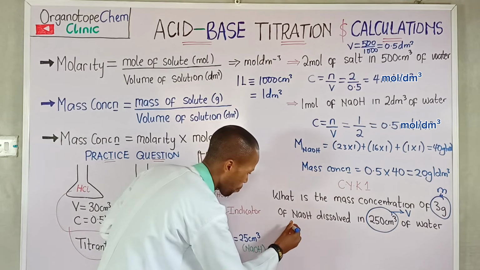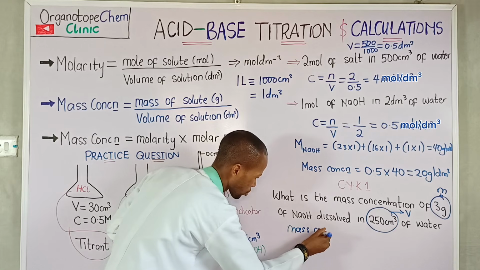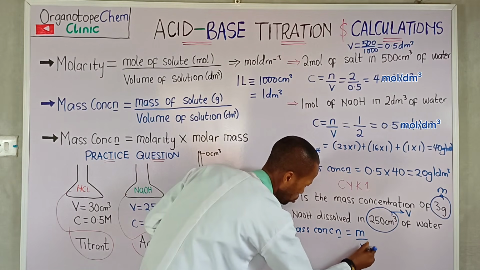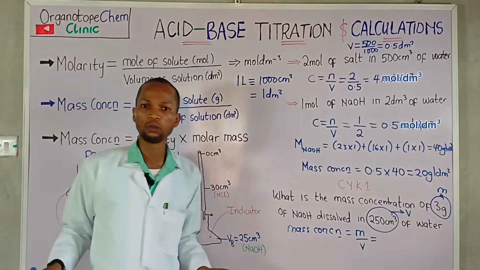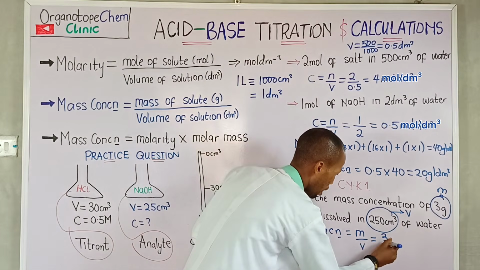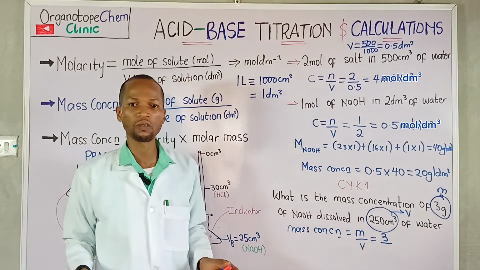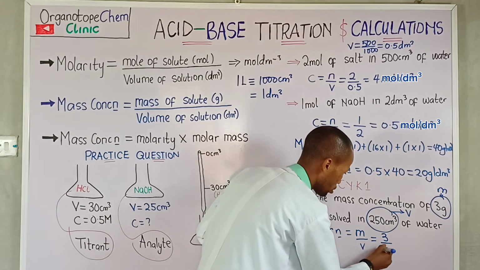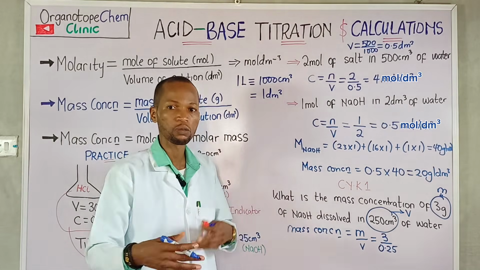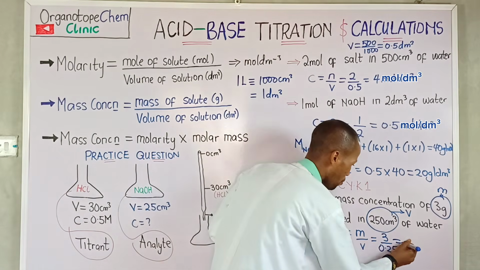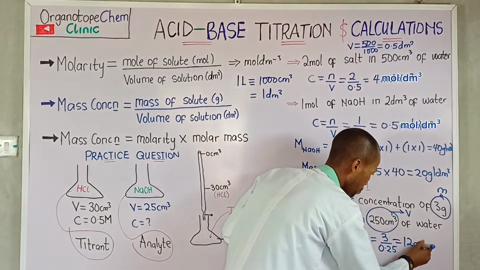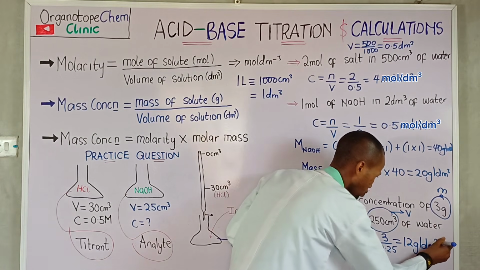We have mass concentration equals mass of solute over volume of solution in dm cube. So the mass is 3 gram over the volume of solution, which is 0.25 after converting the volume from cm cube to dm cube. So 3 divided by 0.25, we have 12 gram per dm cube.